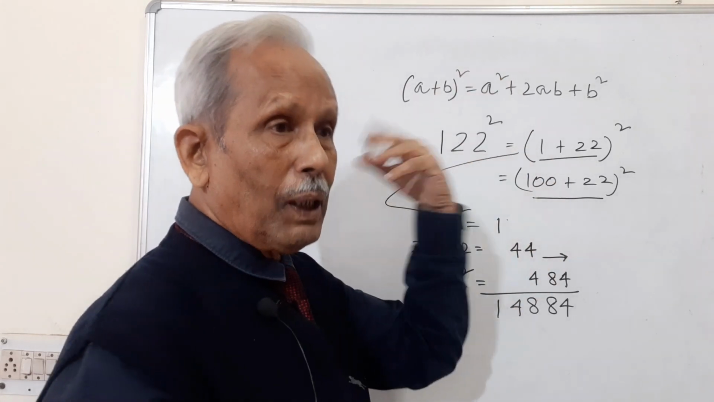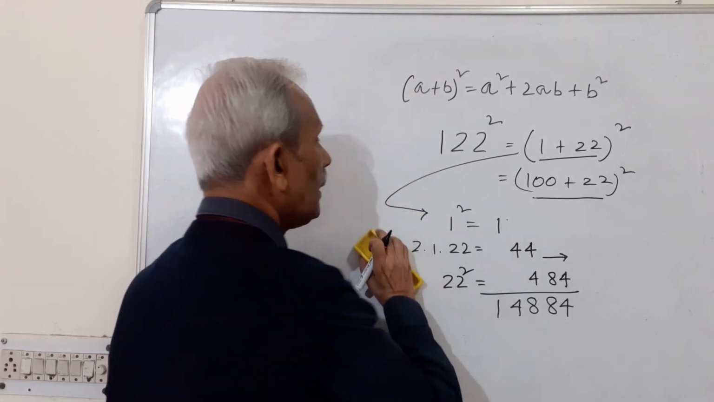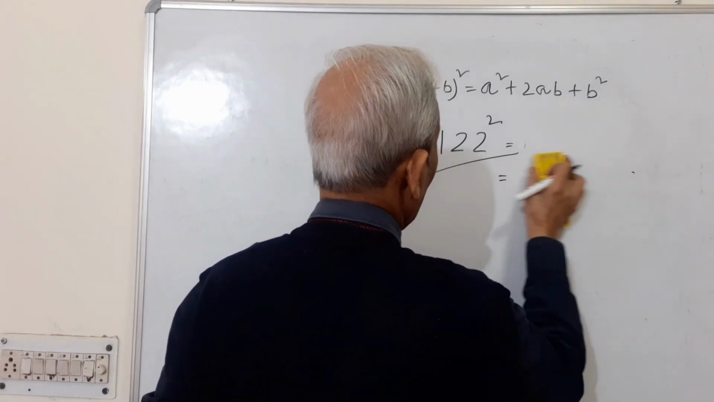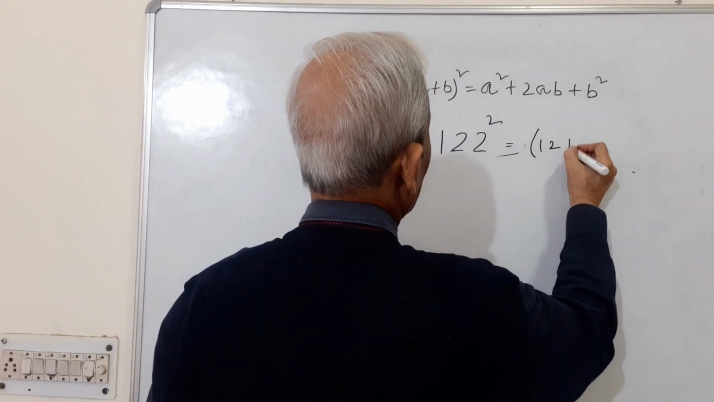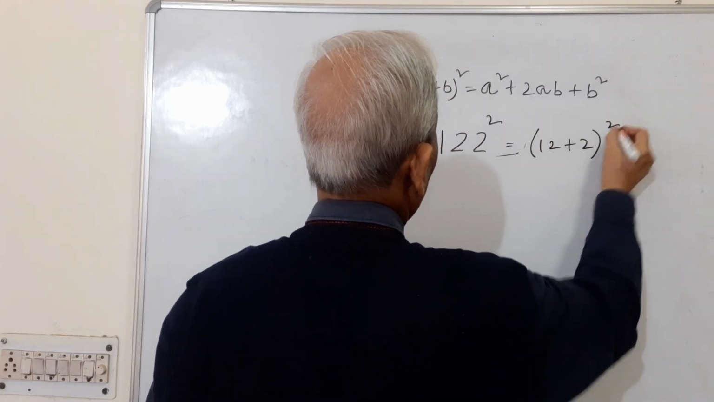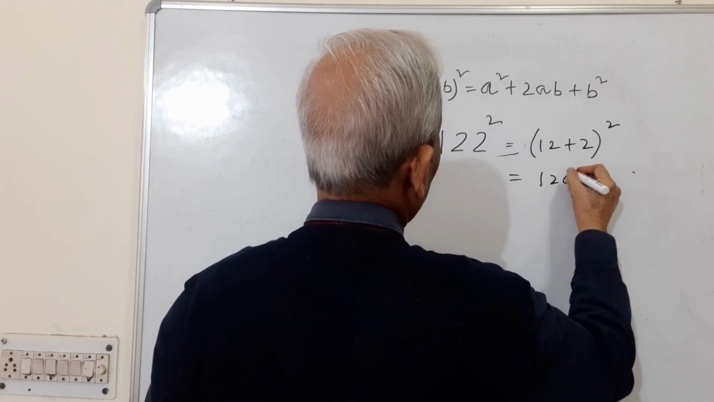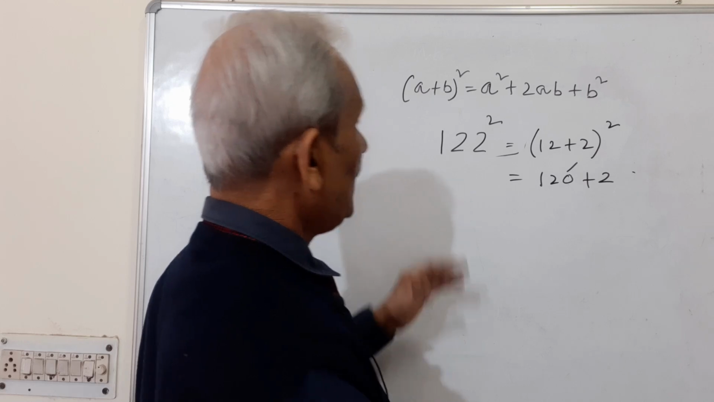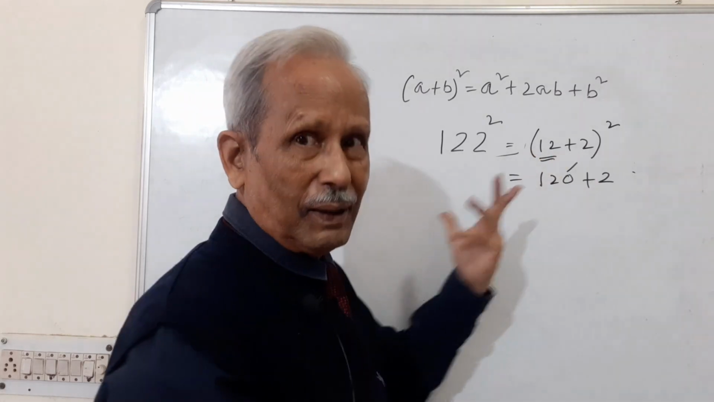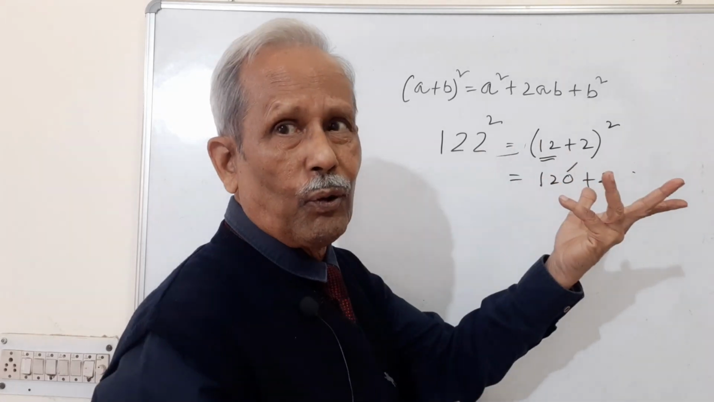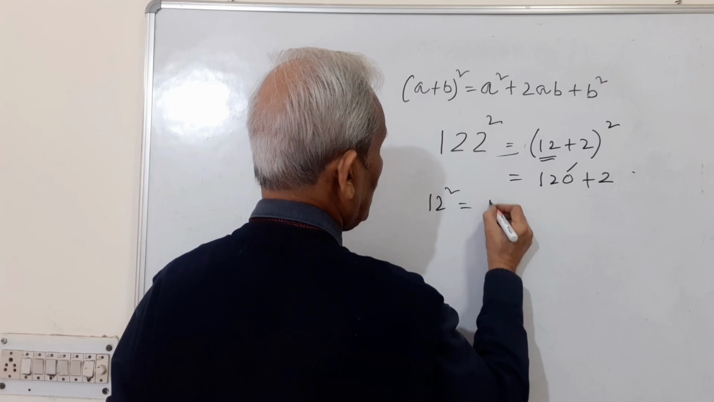22 square, you may not remember. You should remember, but you may not. If you would have done it the other way around, if you write it as 12 plus 2 whole square, here the place value is 120 plus 2 and there is a 0 here, and it's easy for you to add the square of 12, 144, and the square of 2, 4. Both are easy. So you can write here 12 square is equal to 144.